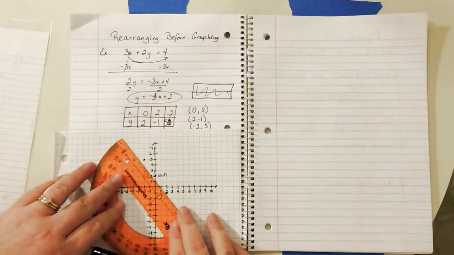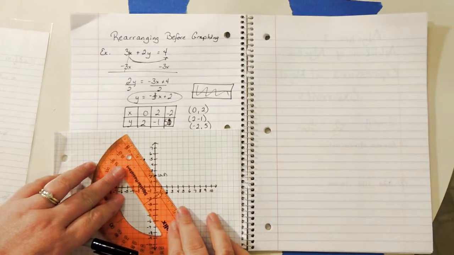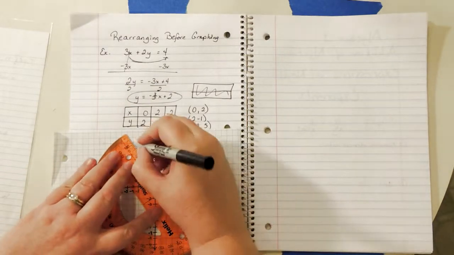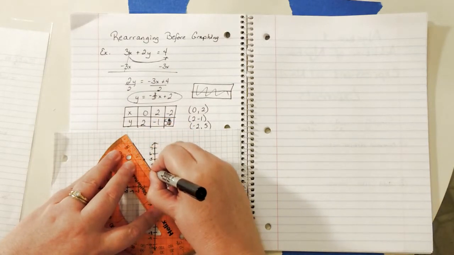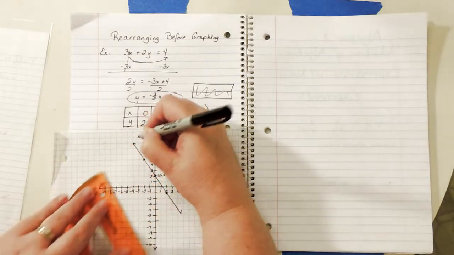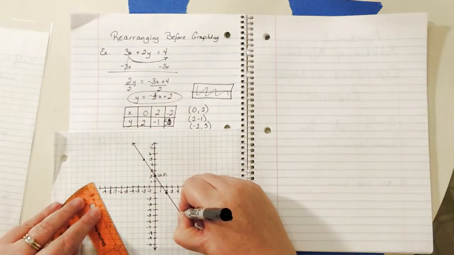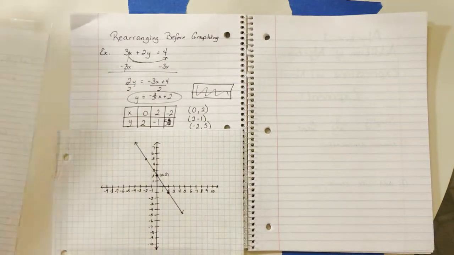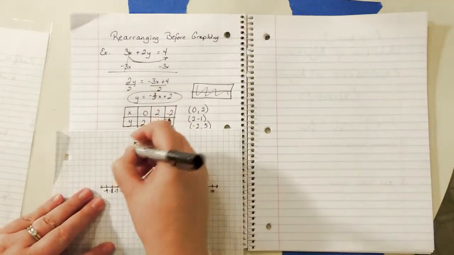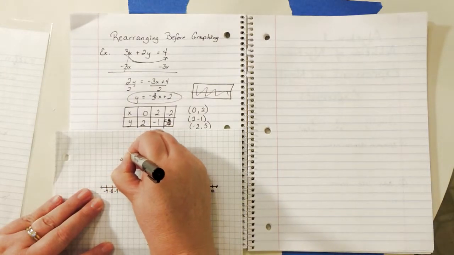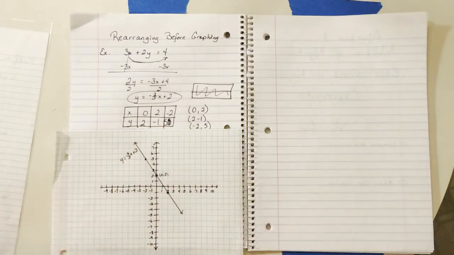Okay, now we're going to use a straight edge. Yay! And we're going to graph this line. Remember, lines are infinite, so we put arrows on the end. And this is the graph of y equals negative 3/2 x plus 2. Okay?